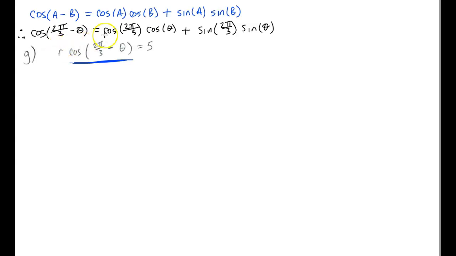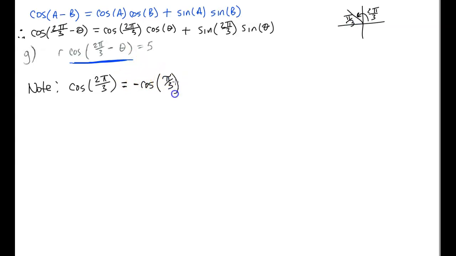And so what we want to note here is that for cosine, note that cosine of 2 pi over 3, that 2 pi over 3 is in quadrant 2, so that means that the cosine of this angle is going to be negative. So we could look at this as negative of cosine of its reference angle, and the reference angle for 2 pi over 3 is just going to be pi over 3. So you can look at it this way.